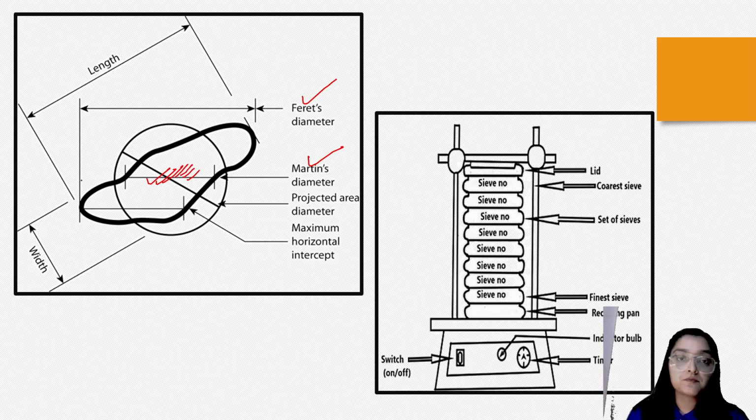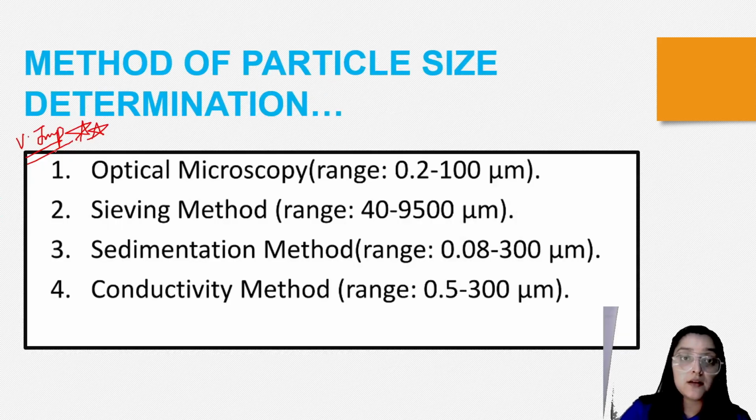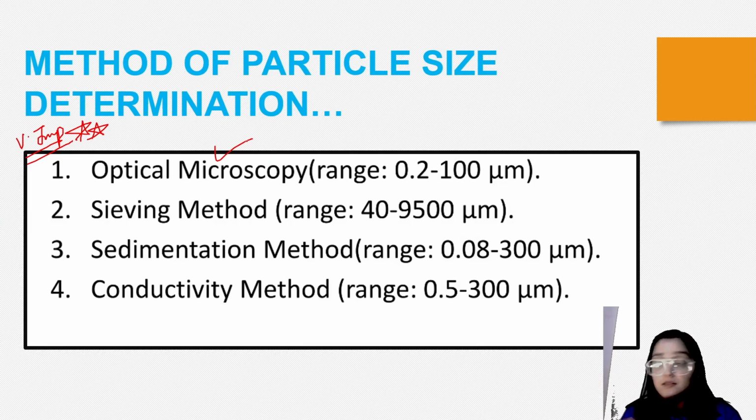Okay, other than this, the first method was the optical microscopy, right? So in optical microscopy, you have one stage micrometer, a stage scale, and the ocular scale that you have. From the numbers on the scale placed on your microscope, you can deduce the size of your particle. You count how many scale divisions it covers, and you can deduce the size from the readings that are mentioned on the scale.